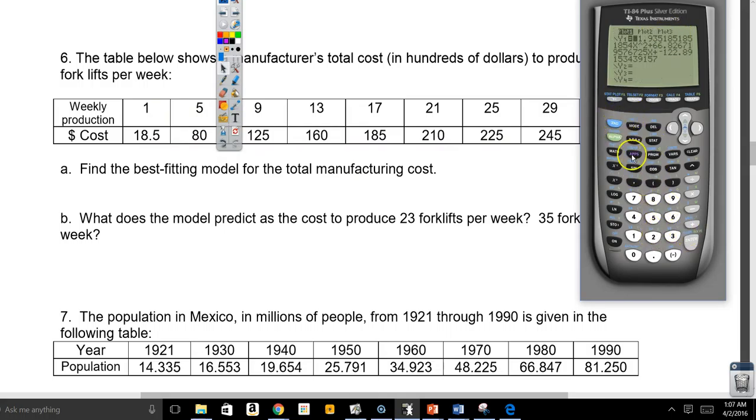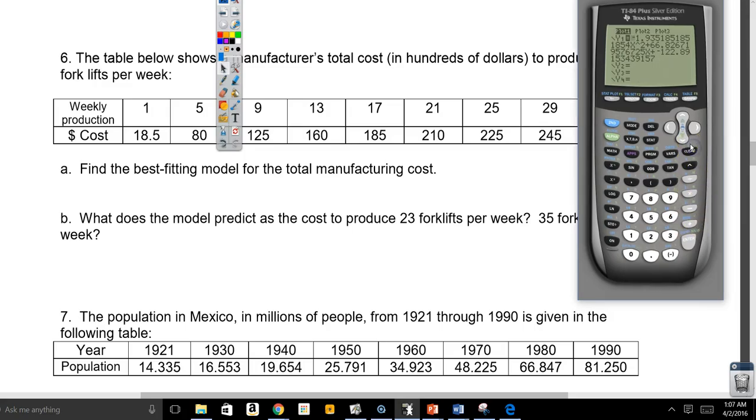So in this case, first let's get rid of y equals, and then our stat plot's already on, so zoom 9. We can see it goes up, kind of has a curve to it, and then goes back up. So I'm going to go with one arm down, one arm up. I'm looking at cubic. So let's try that one. So stat, calc, cubic is 6.